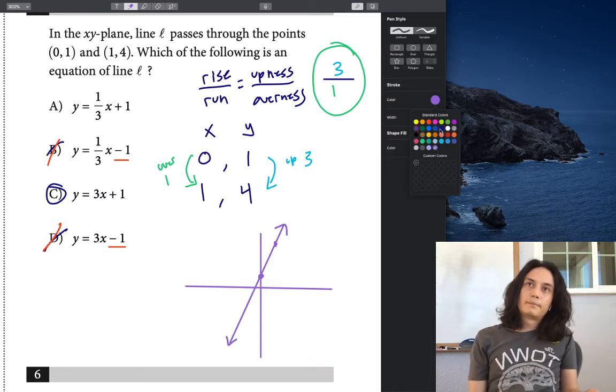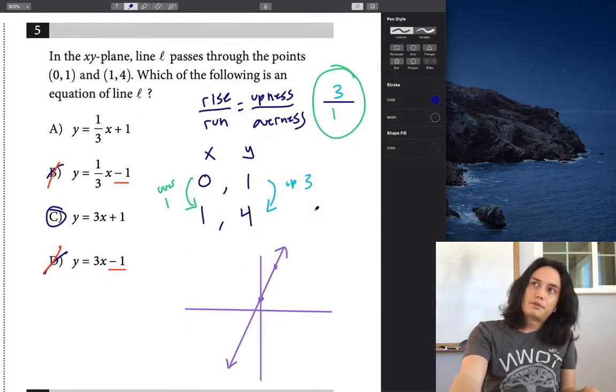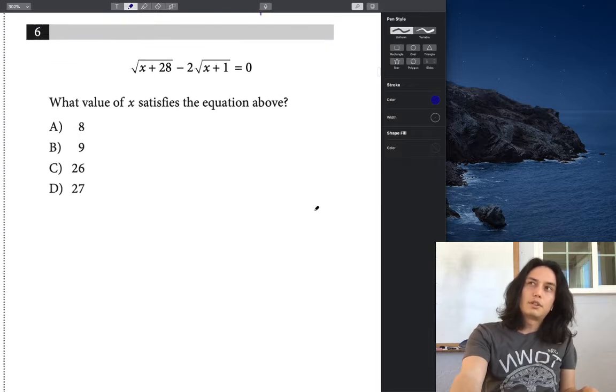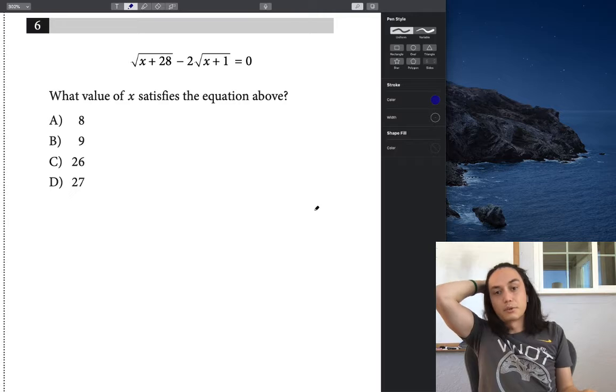All right, cool. Question 6. Here, as we move from question 5 to question 6, internally I'm thinking to myself, these questions are going to start to get a little more difficult. We shouldn't just breeze through these now.